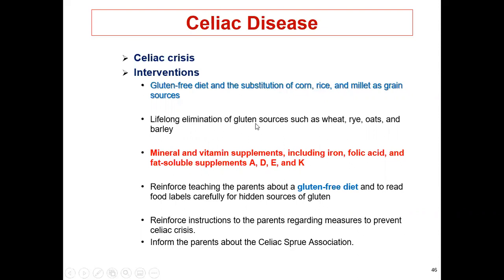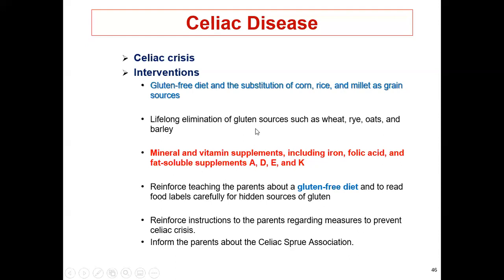Lifelong elimination of gluten sources such as wheat, rye, oat, and barley. Mineral and vitamin supplements include iron, folic acid, and fat-soluble vitamins: vitamin A, vitamin D, vitamin E, and vitamin K.